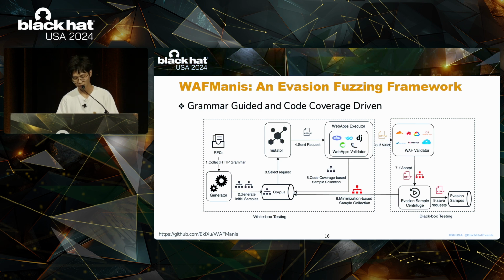In the black box testing stage, we will send the valid HTTP requests that can be parsed by the web application's validators to the WAFs and collect their forwarded requests to re-verify that the requests can still be parsed by the web application validators. We also create an efficient sample minimizer to minimize the request and feed back to the corpus. All these verified samples will be stored in the evasion samples. We will talk about these details in the following slides.